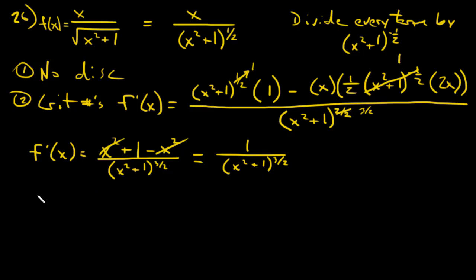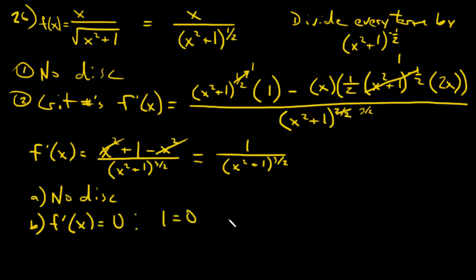And so I can go straight into, what about part A? Are there any discontinuities? Nope, that will never be negative or 0. What about part B though? F prime of x equals 0 implies in this case that 1 equals 0, which means no solution, which means that my f prime chart, I can skip it because there are no critical numbers to plug in.